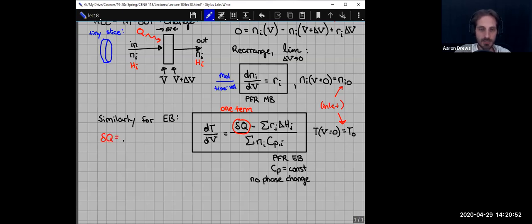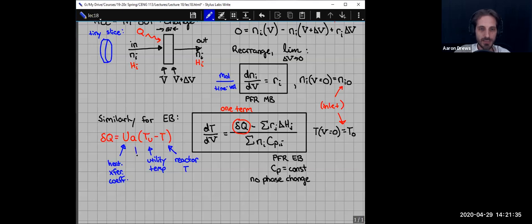fortunately, has a definition that's very similar to what we've seen before. Which is UA times TU minus T. So the TU, oh, I need blue. This is our utility temperature. So that would be something like our steam or our water or something like that. The T here is our reactor temperature. U is the same thing that it meant before, which is our heat transfer transfer coefficient.